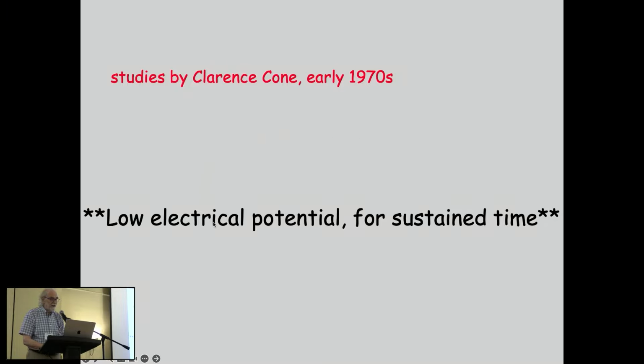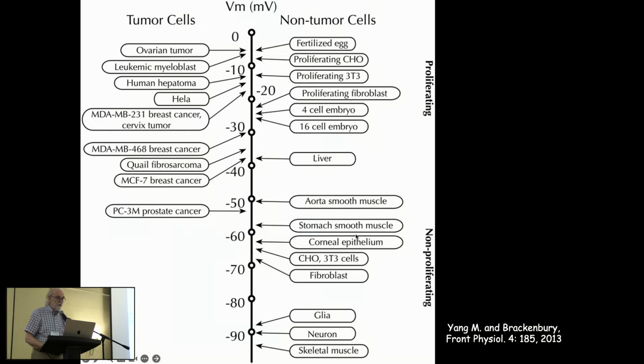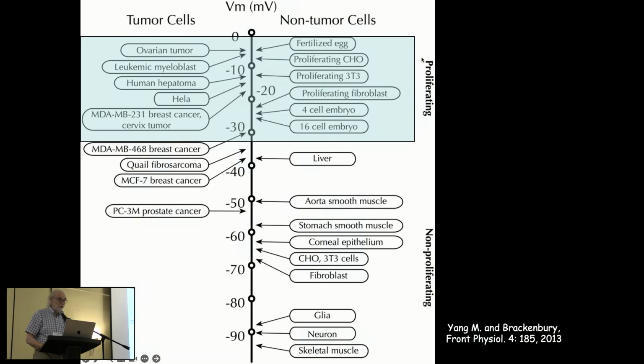So recently I wanted to find out how general this was. I looked at a review article, and this is from 2013. Maybe there are more recent ones. And so what this shows is the so-called membrane potential, low magnitude potentials here, and high magnitude potentials here. Tumor cells in this category, non-tumor cells in this category. And if you look at the proliferating, that is dividing cells, some dividing naturally and some dividing because of pathologies, they all have small electrical potential.